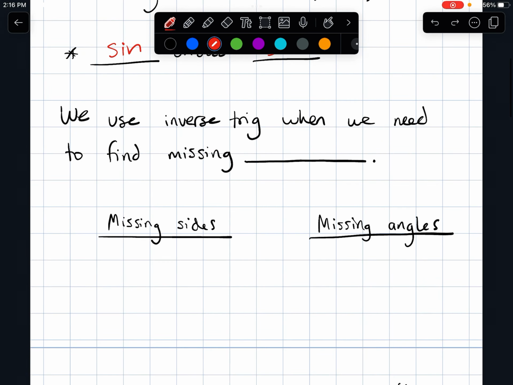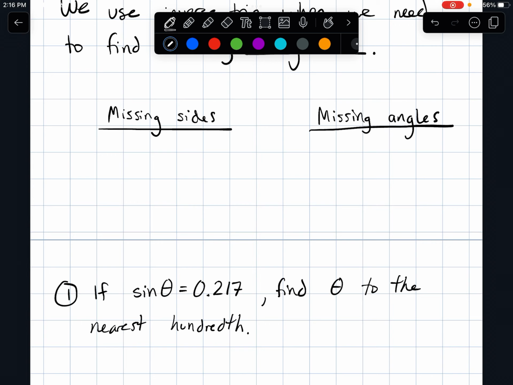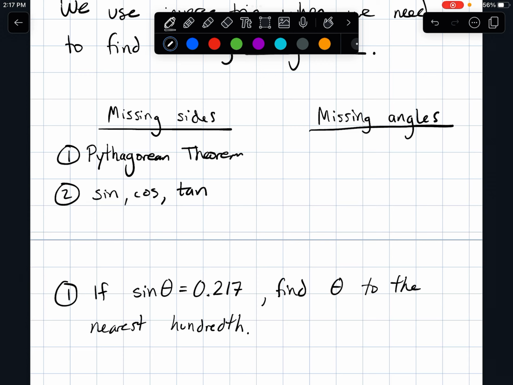So again, like I just mentioned, we use inverse trig when we need to find missing angles. Whenever I'm finding missing angles, I will use inverse trig. Whenever I'm finding missing sides, I will use my regular trig functions, okay? So if I have a right triangle, and this is just applying to right triangles here, there are two possible ways to find missing sides. The first way would be using the Pythagorean theorem. I'd use the Pythagorean theorem if I already know two sides and I'm looking for a third side. The other way is by using sine, cosine, and tangent. That's how I would find missing sides in a right triangle, these two methods.